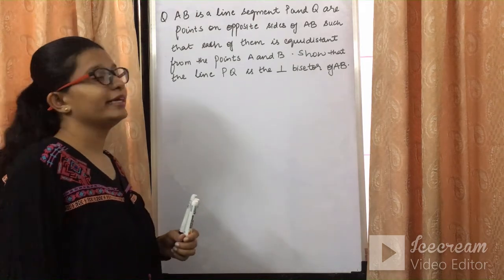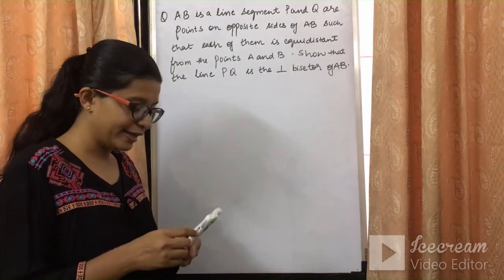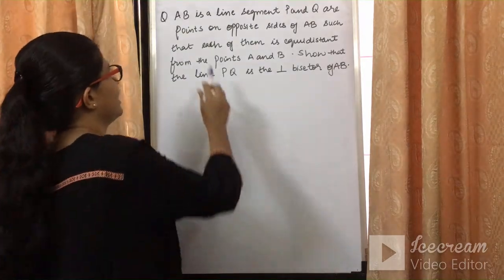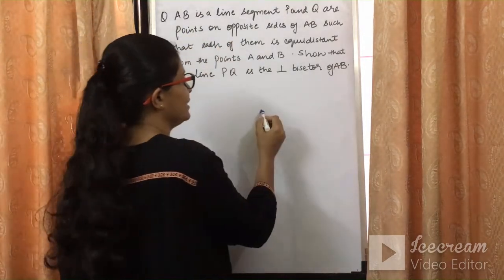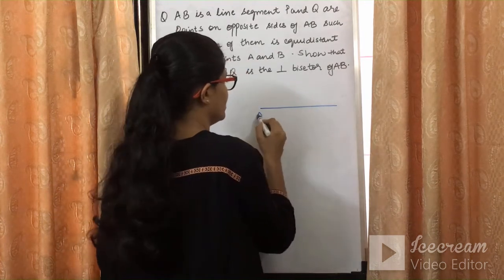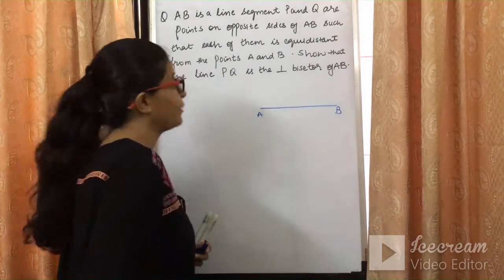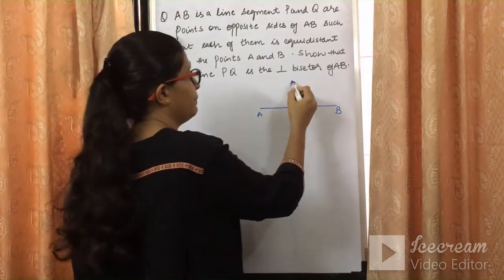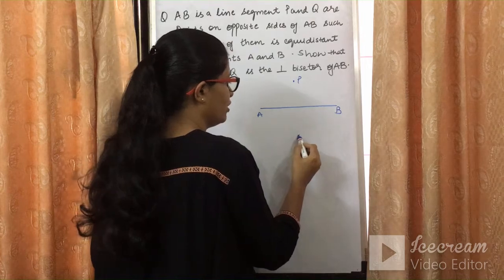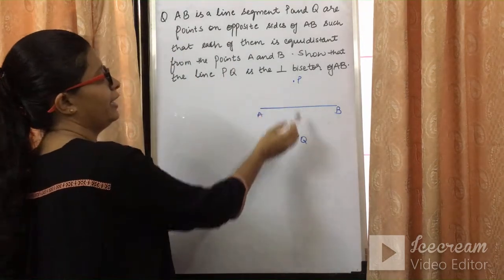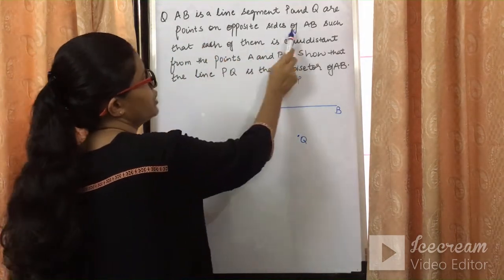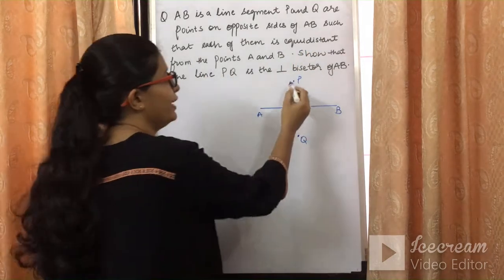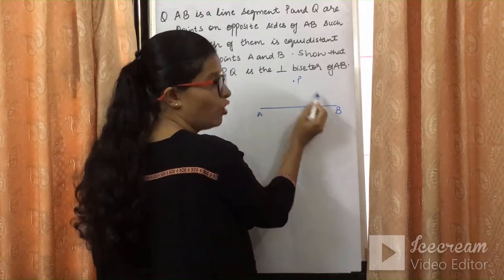First of all, after reading the question we should understand how to draw the diagram for it. So I will read line by line and we will see how to draw the diagram. It says AB is a line segment. So AB is a line segment means this is AB. It is given that P and Q are points on the opposite sides of AB. If P is on this side, Q will be on the other side. P and Q are two points on the opposite sides of AB such that each of them is equidistant from points A and B. Means P is equidistant from A and also from B.